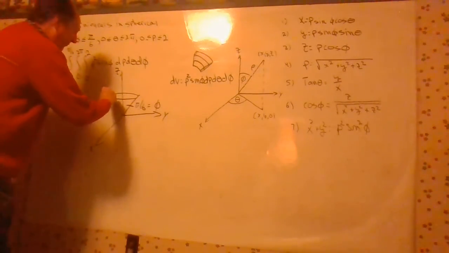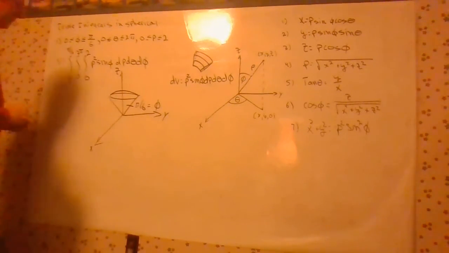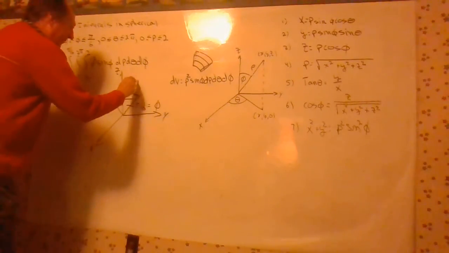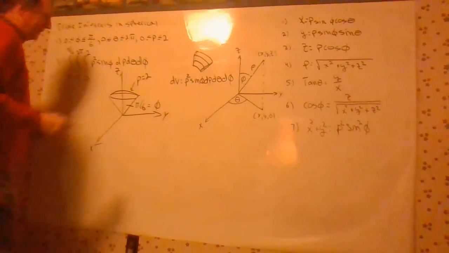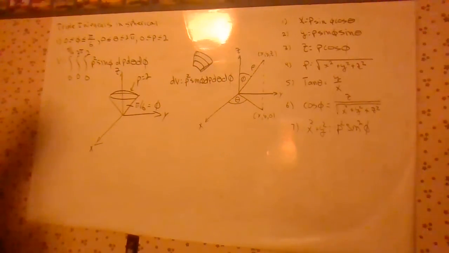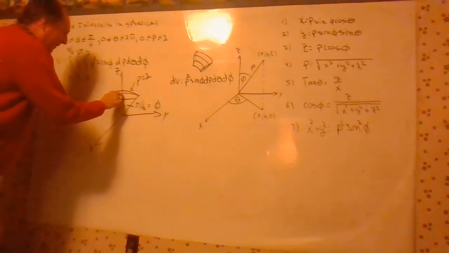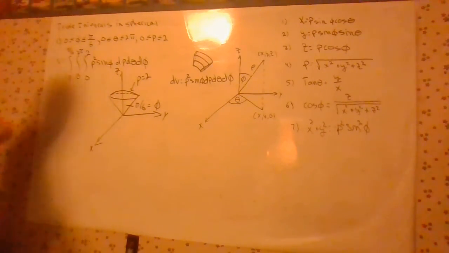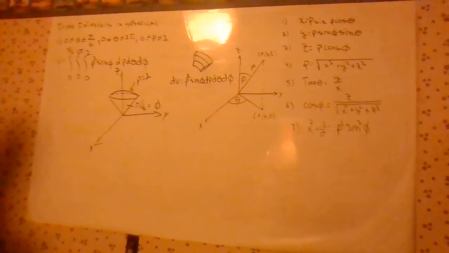That gives us this spherical top. That equation there is rho equals 2. That's nothing more than a sphere. You can make this a dotted line back here if you really want. So there we have it. We set up our first spherical integral.